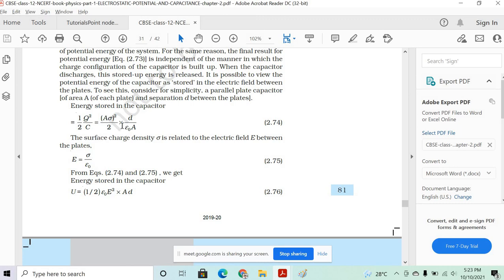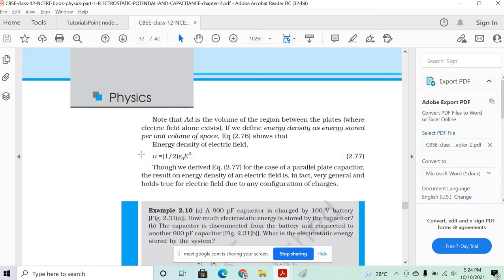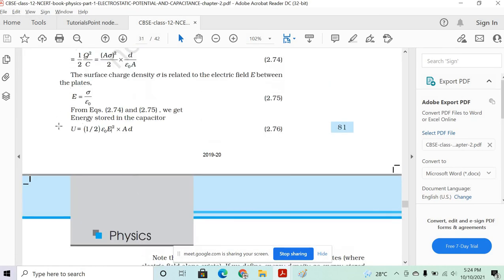Can you see that? So sigma by epsilon naught, you can multiply and divide with epsilon naught, so it will become sigma square by epsilon naught square. So that you can replace with E. So you will get this also: half epsilon naught E square into A into D. Understood? Any questions, any doubts? This part is clear now? After that, it's simple.